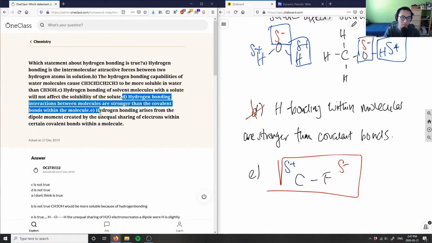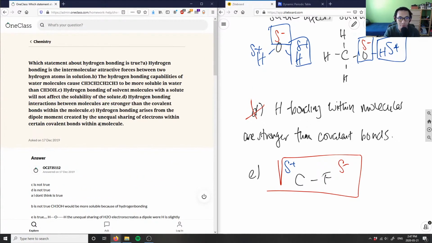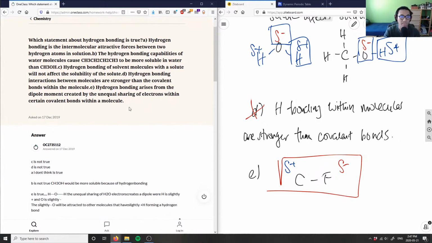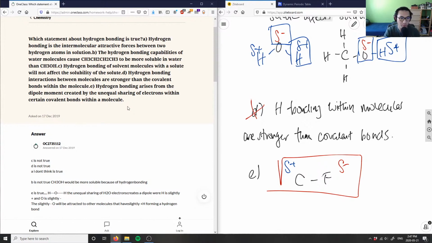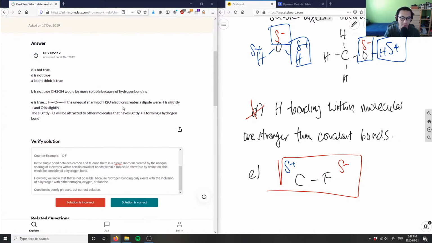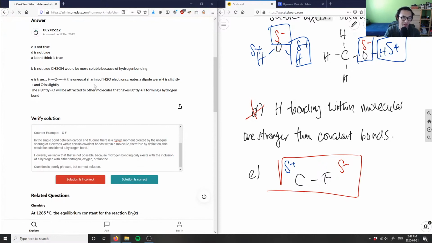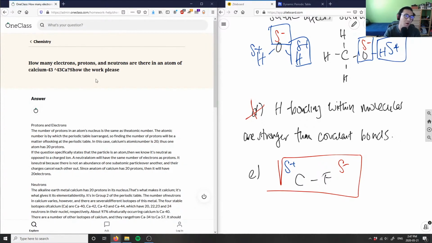D here is a bit tricky in terms of the wording. I think a lot of people would have fallen for this trap in writing D is true. But if they even just switched this word into within molecules here, this would have been a true statement, because hydrogen bonding is stronger than covalent bonding. Hydrogen bonding is stronger than dipole moments in intermolecular forces, but again, it's not stronger than covalent bonds. So it's very, very tricky, this question. The solution is correct, but I didn't really like the phrasing of the question. It's just not very good.